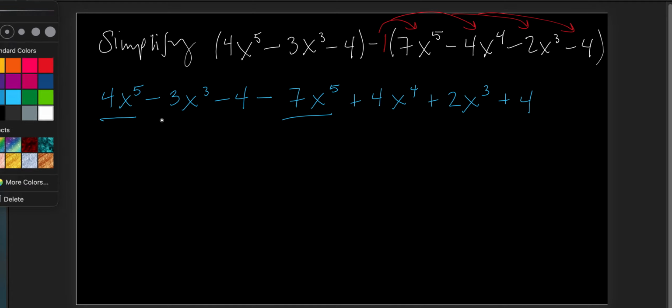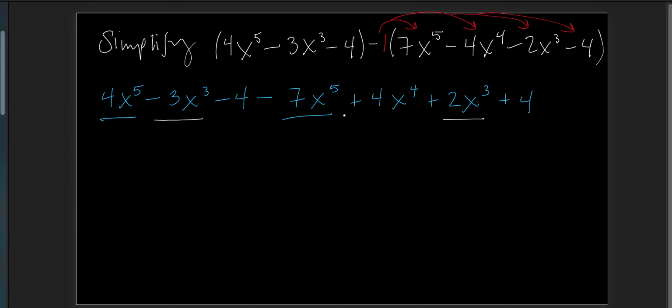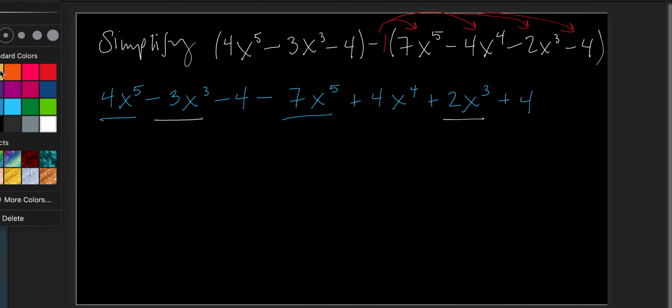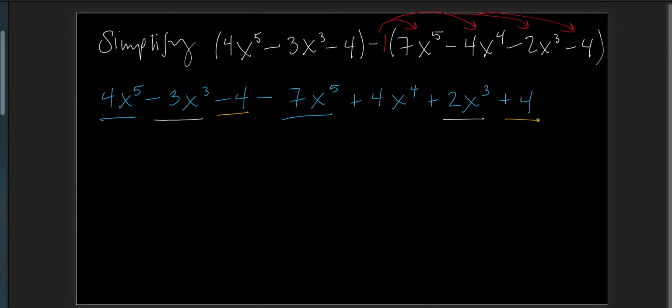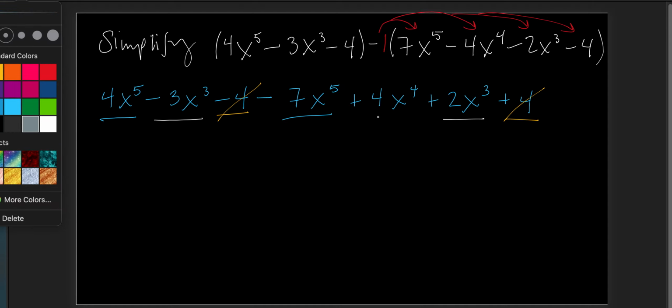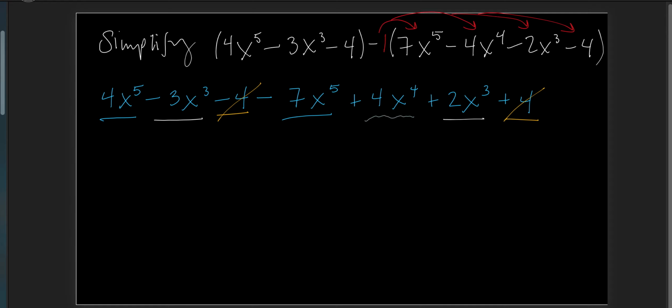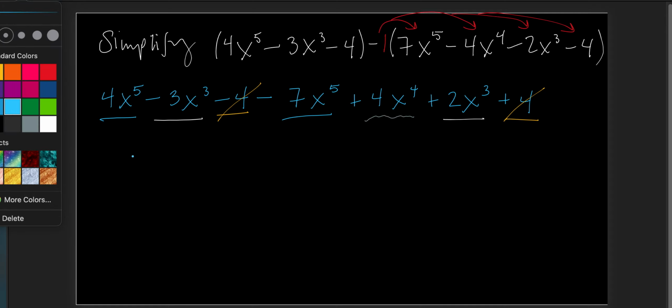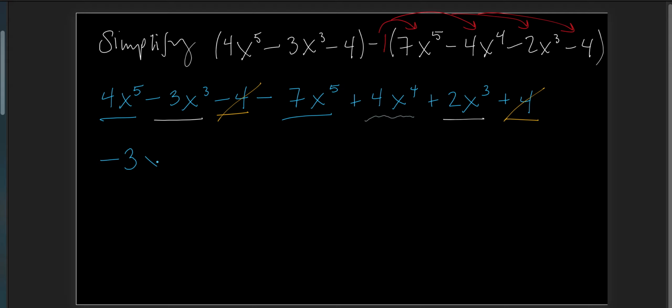X to the 3rd terms are right here and here. We have an x to the 4th term that's by itself. And then we have numbers that are like -4 plus 4. That's actually equal to 0, so those kind of just go away. And I'm going to underline this one kind of by itself, just so I don't forget it. So my next line, I'm going to combine my x to the 5th terms. 4x to the 5th minus 7x to the 5th is -3x to the 5th.